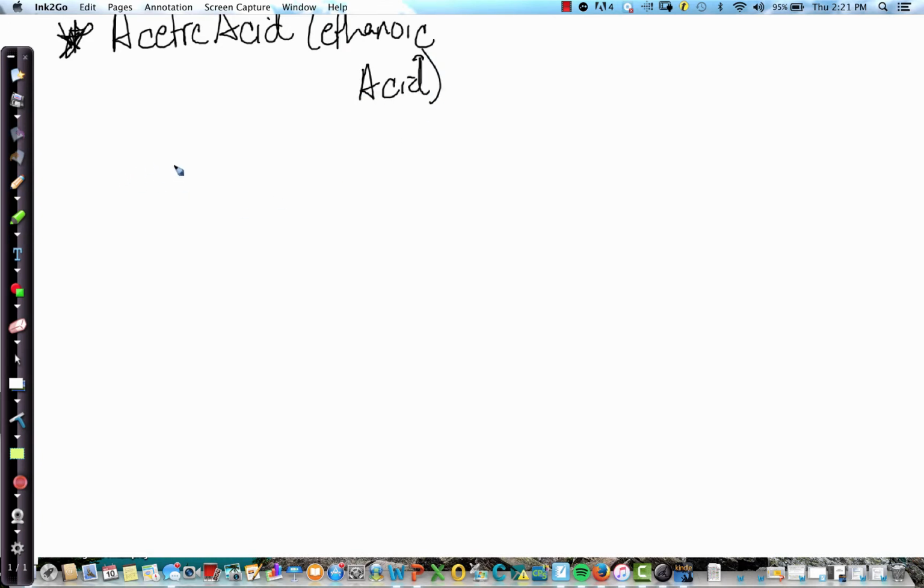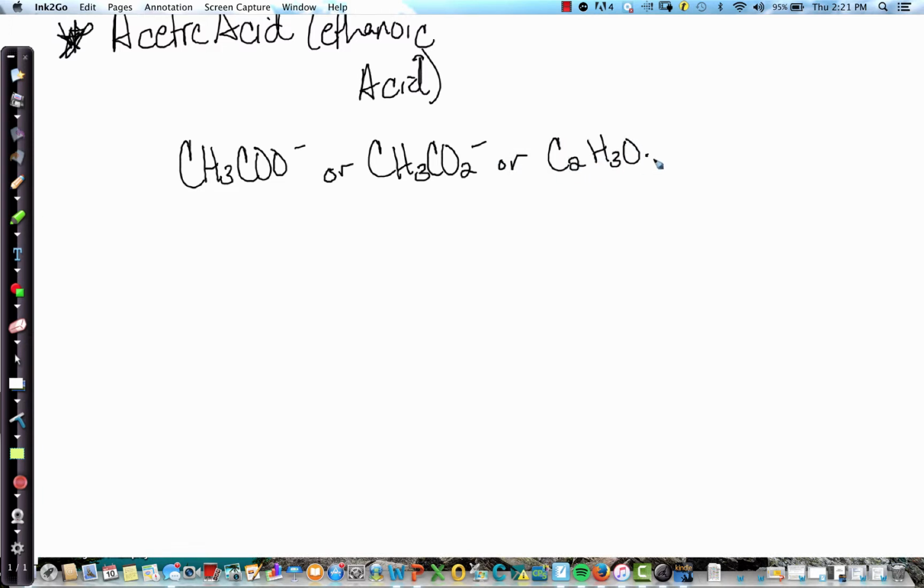Alright, so acetic acid, well, acetate is this, CH3COO, like this, -1. It can also be written as CH3CO2, or it can even be written like this, C2H3O2. It's all the same thing. It just depends on who's writing it. So either way is actually correct. So this is acetate. Well, acetic acid is going to have acetate and a hydrogen ion in it. So remember, if it does not have a hydro prefix, it's hydrogen and some polyatomic. So acetate in this case.